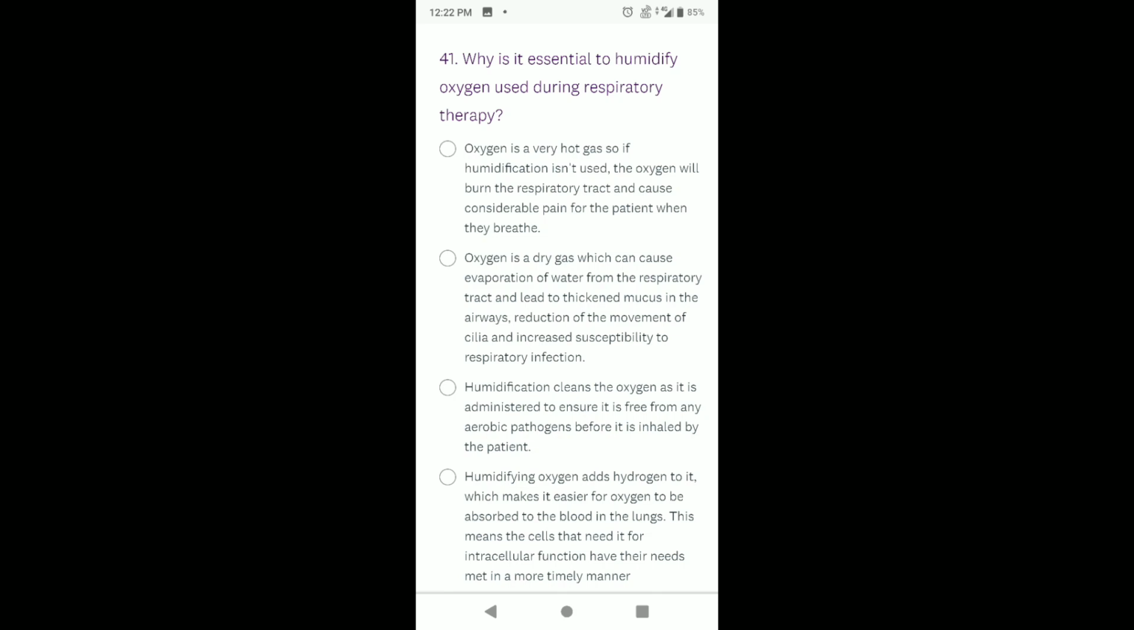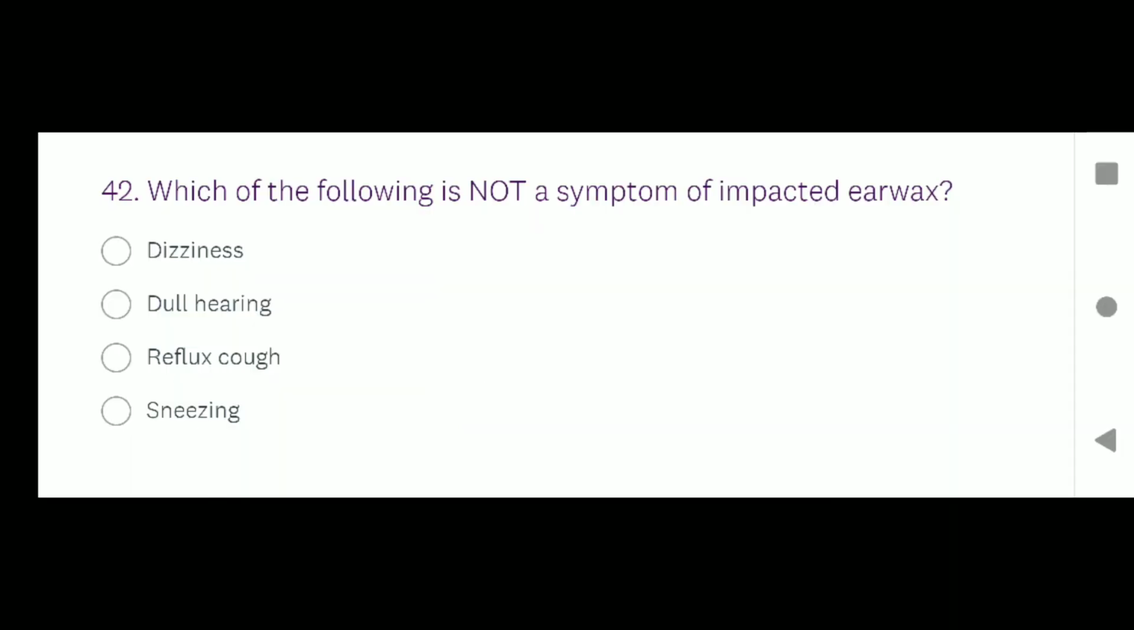42nd question. Which of the following is not a symptom of impacted earwax? Options are option A, dizziness, option B, dull hearing, option C, reflux cough, and option D, sneezing. Option D, sneezing, is the right answer. Impacted earwax can lead to dizziness as well as dull hearing. So here the question is, which is not a symptom of impacted earwax?